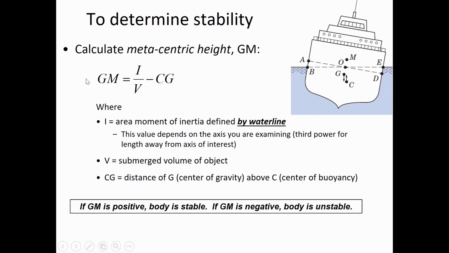And you calculate GM, and if it's a positive value, meaning that I divided by V is bigger than CG, then that means it's going to float and it's stable. So think about what gives you a big metacentric height. What gives you a big metacentric height is a big area moment of inertia.